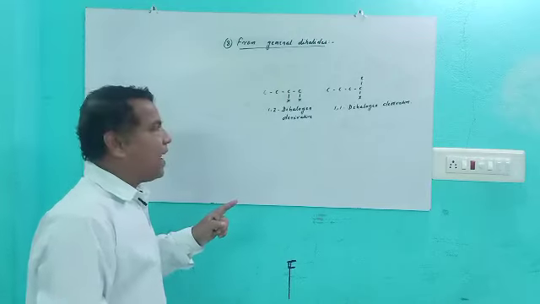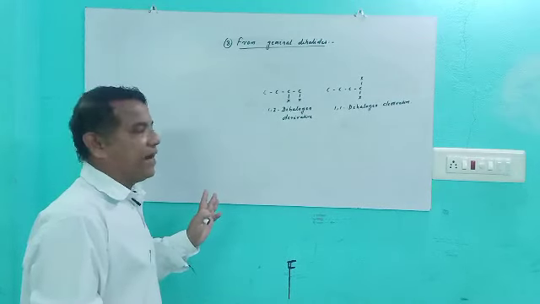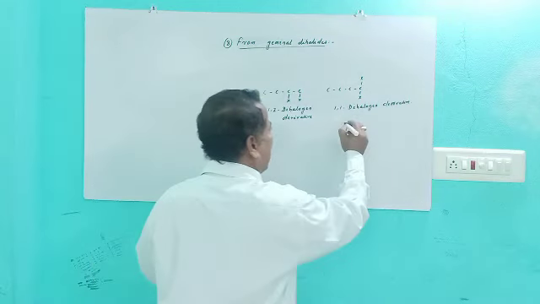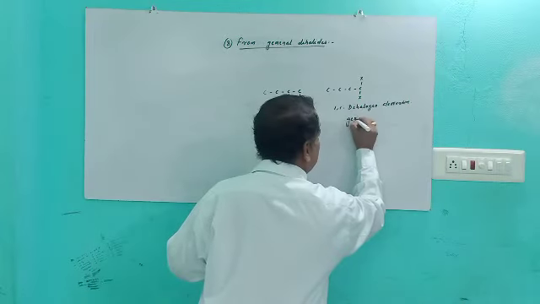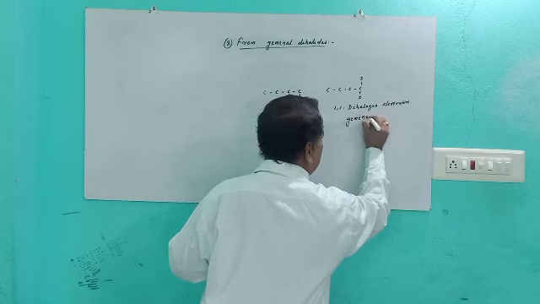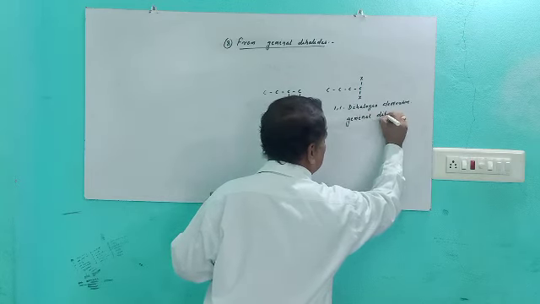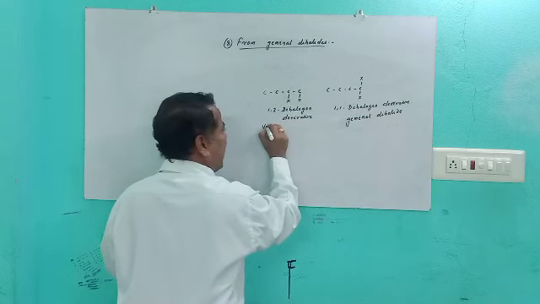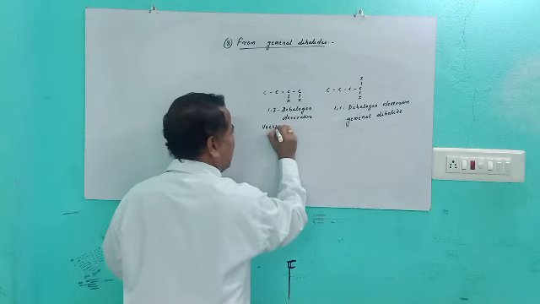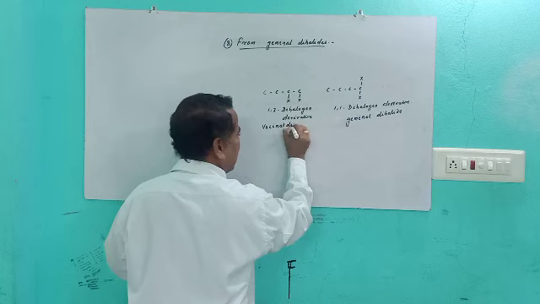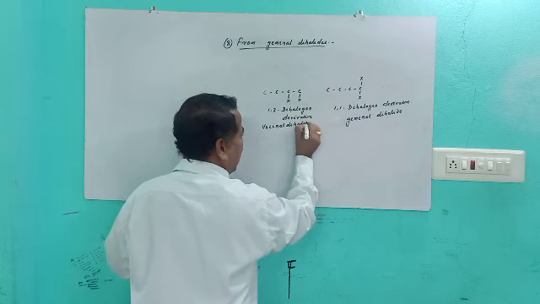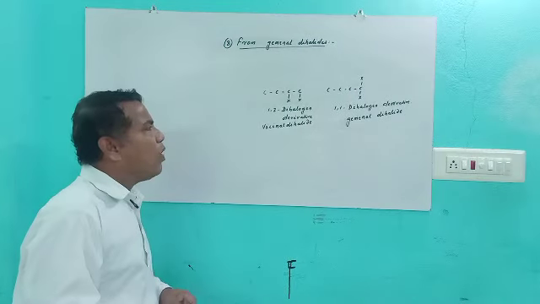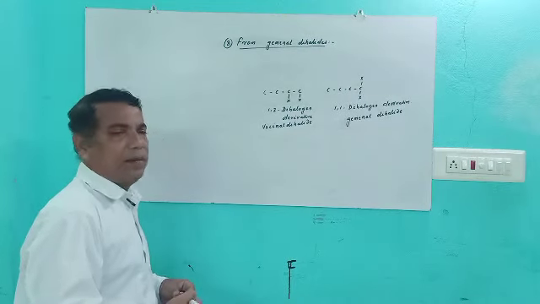One is called vicinal, another is called geminal dihalides. Geminal means 1,1 dihalides. It is called geminal dihalides, or gem dihalides. A 1,2 dihalide is called a vicinal dihalide, and a 1,1 dihalogen derivative is called a geminal dihalide.